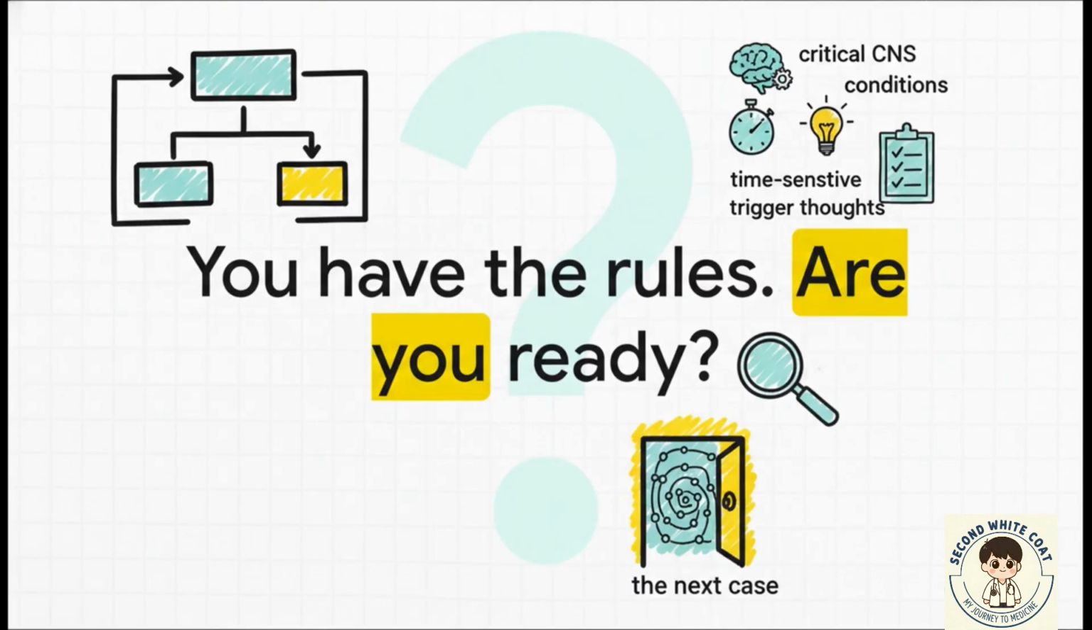And there it is, a simple framework and 4 high-yield rules that let you tell these really critical conditions apart. You've got the tools now, you've got the trigger thoughts. The only question left is, are you ready for the next case that comes through that door?